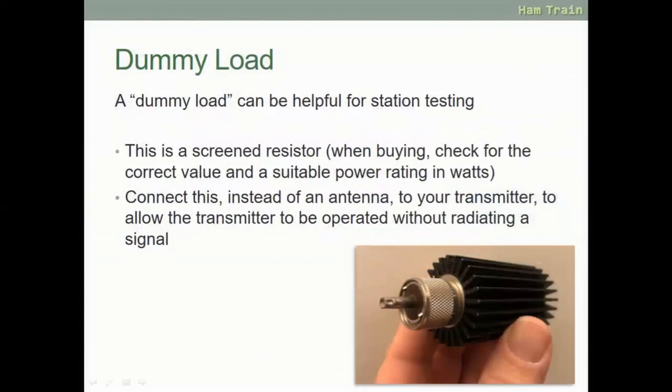There is also a device called a dummy load, and this can be helpful when you're trying to test your station. This is a screened resistor, and when buying, please check for the correct value and suitable power rating in watts. It can be very easy to get the wrong one for what you're trying to do. You connect this in place of your antenna to your transmitter to allow the transmitter to be operated without radiating a signal. This can be useful if you are looking for RF leaks in your rig or in any other cables. It just takes the antenna out, but allows you to still push energy out of your radio.